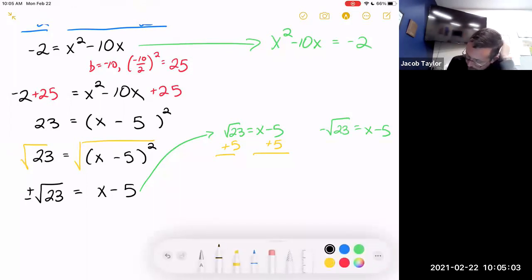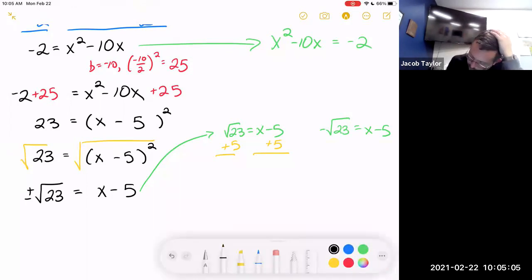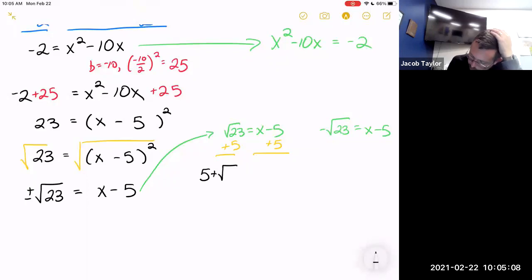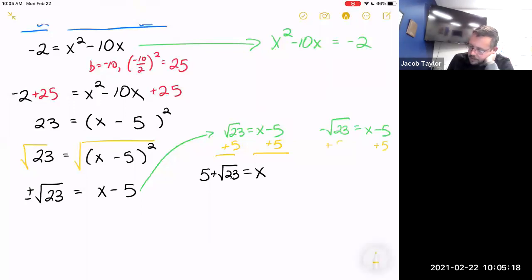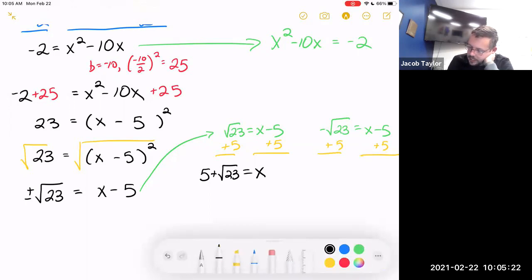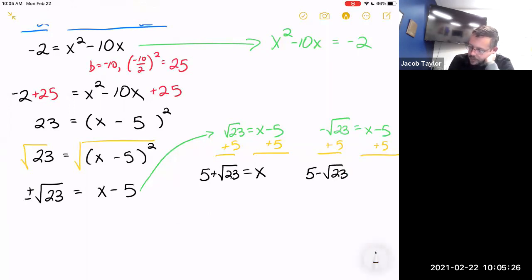My answer is going to be 5 plus the square root of 23 equals x. That's one of my answers. I'm just going to leave it exactly like that. I'm going to do the same thing over here. I'm going to add 5 to both sides. That's going to be 5 minus the square root of 23 equals x.